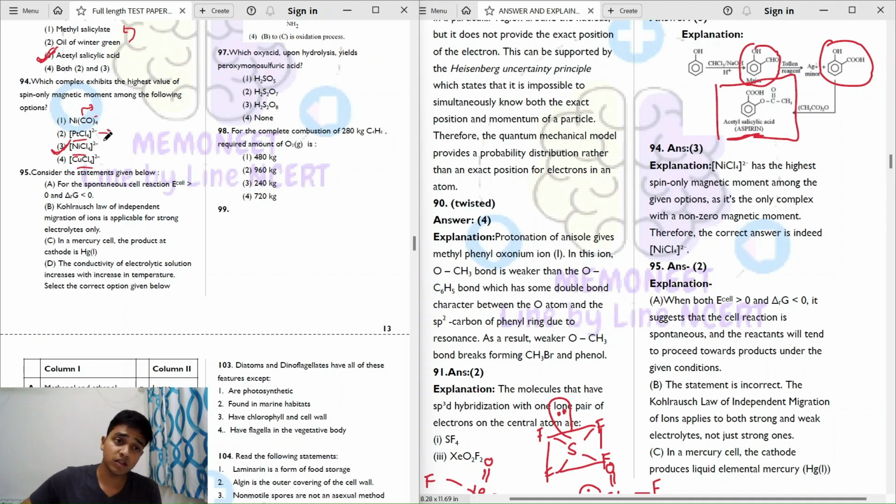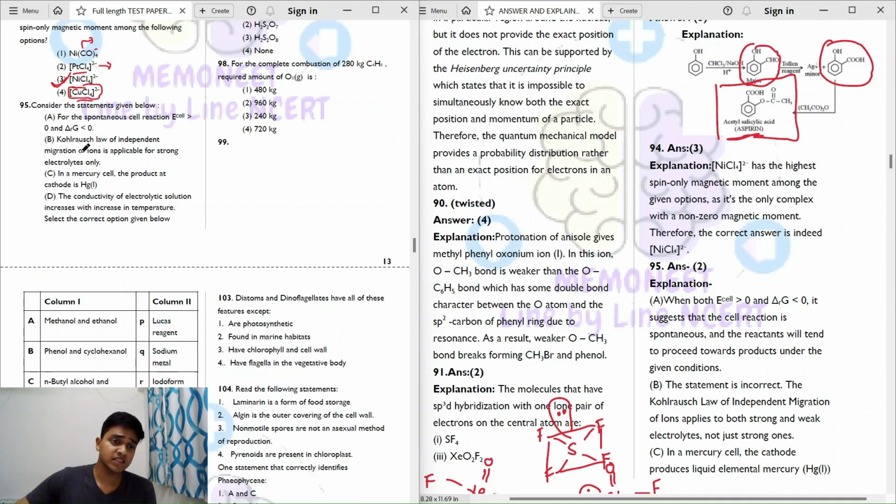So all the electrons in PtCl4 2 minus will also be paired, giving it zero magnetic moment. For NiCl4 2 minus, the chlorine acts as a weak field ligand, and therefore we get non-zero magnetic moment, because it is a weak field ligand and will have a number of unpaired electrons. Whereas for CuCl4 2 minus, copper has a d10 configuration, right? So there will be no unpaired electrons and it will have a zero magnetic moment.